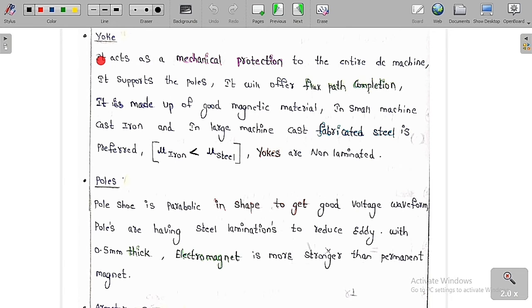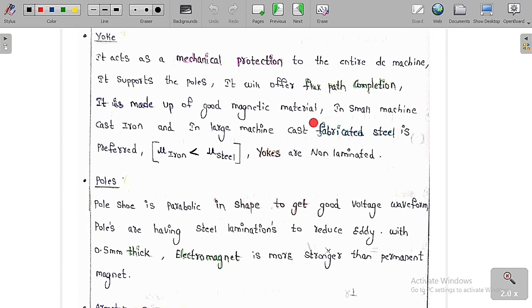Now we will discuss some important things, which is called a yoke. Yoke acts as a mechanical protection to the entire DC machine. So if you see a DC machine, there is a yoke. It supports the poles. It will offer flux path completion, because from the poles the field is generated and it passes through the yoke and completes the full circulation, because magnetic flux is always a closed path. It completes its path through the yoke.